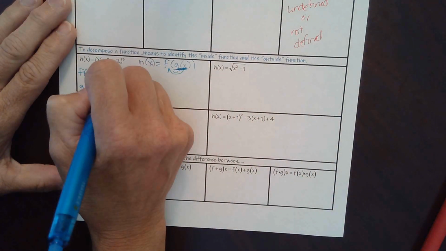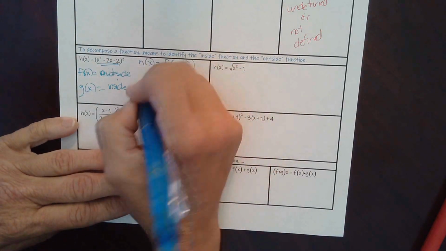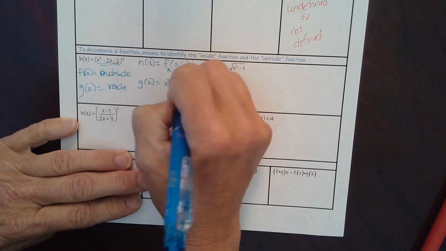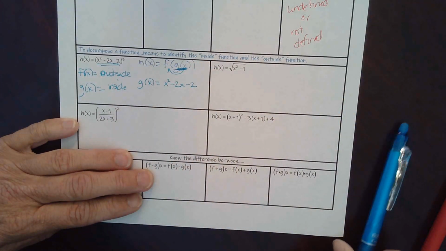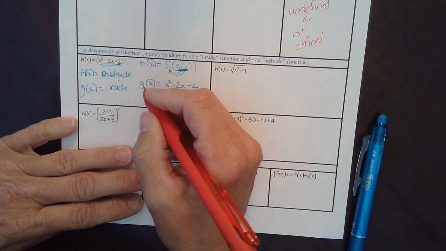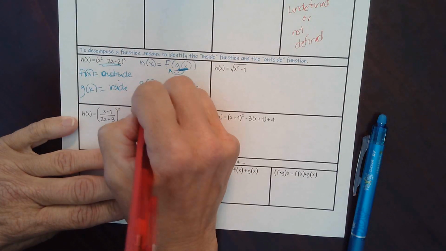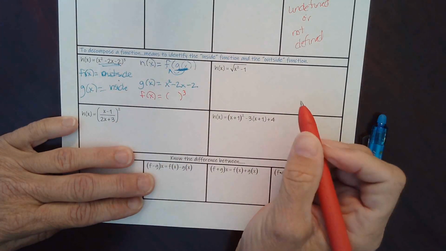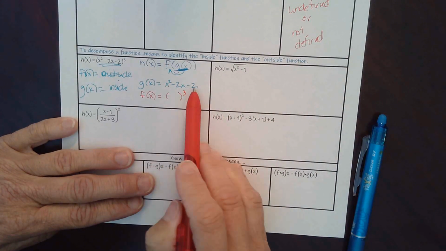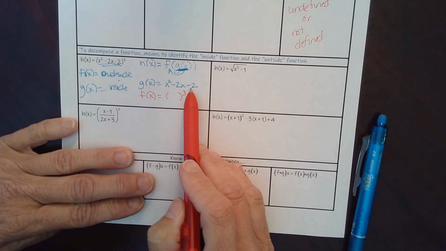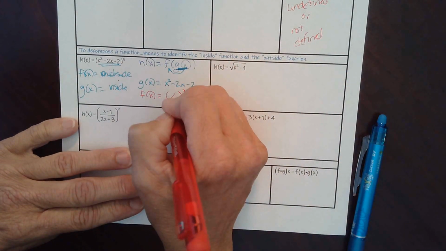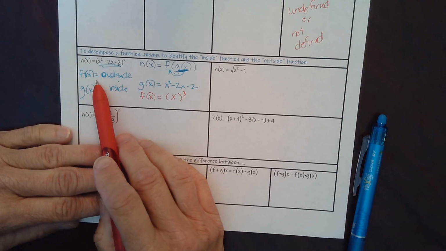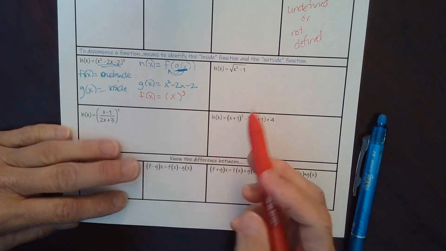Well, this expression right here is your g function. g of x is x squared minus 2x minus 2, and it is inside the f function, which looks like something cubed. If you're taking x squared minus 2x minus 2 and putting it into a variable and then cubing it, that variable would be x. So f is your outside function and g is your inside function.